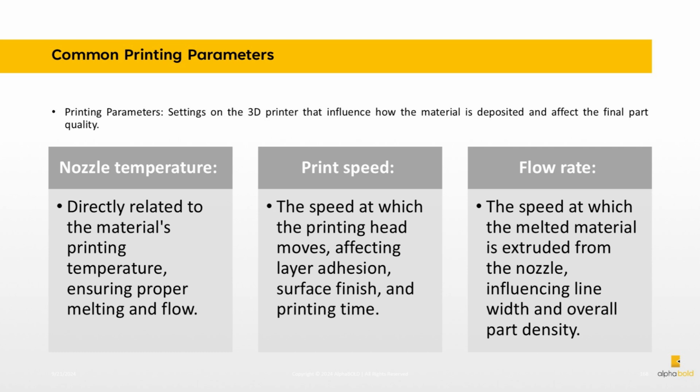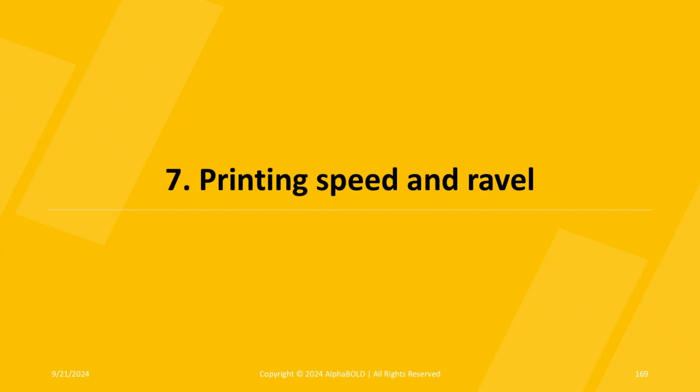Common printing parameters. Nozzle temperature, directly related to the material's printing temperature, ensuring proper melting and flow. Print speed, the speed at which the printing head moves, affecting layer adhesion, surface finish, and printing time. Flow rate, the speed at which the melted material is extruded from the nozzle, influencing line width and overall part density.